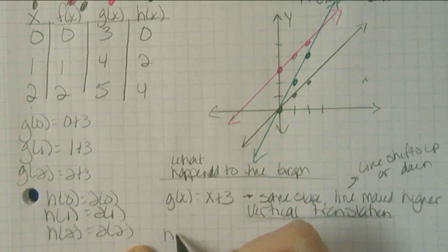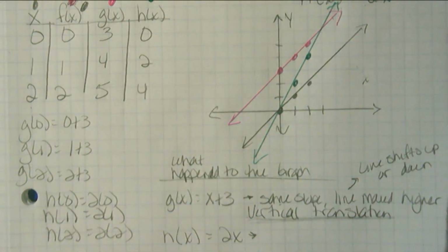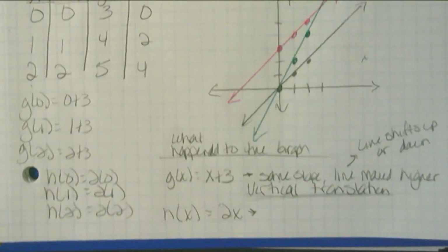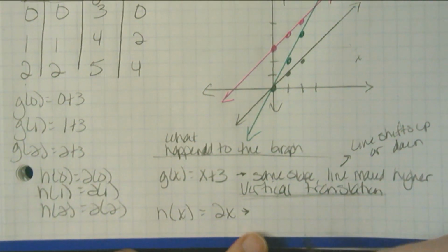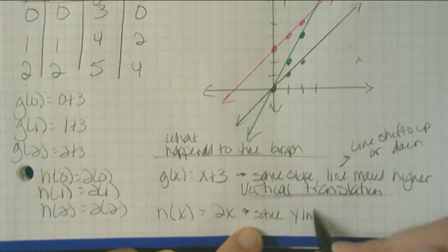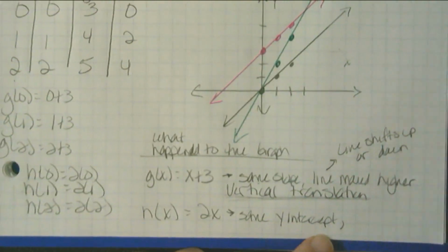How about my h of x was 2x? What happened to that? So that's my green one compared to my pencil one. Joseph? So I have same y-intercept, but the slope changed.